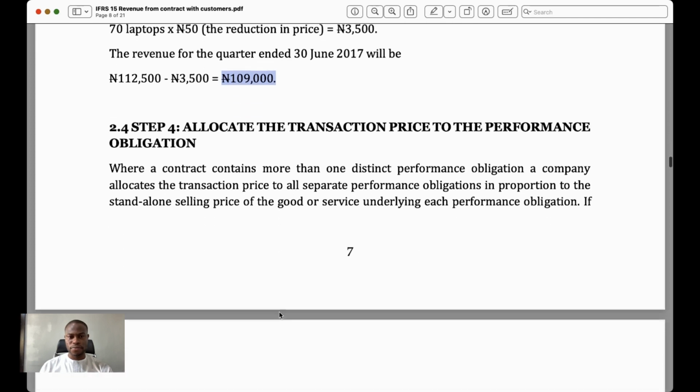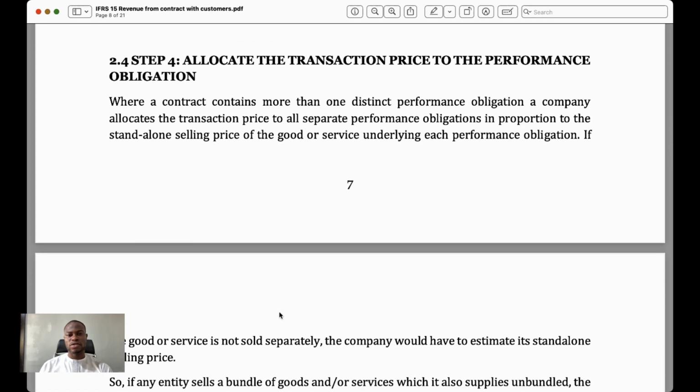Now step four talks about allocating the transaction price to the performance obligations. This would usually happen where a contract contains more than one distinct performance obligation. So the company would have to allocate the transaction price to all the separate performance obligations in proportion to the standalone selling price of the goods or services underlying each performance obligation.